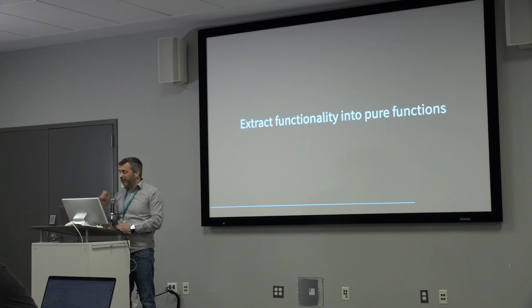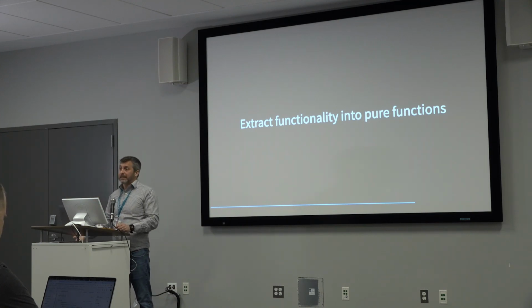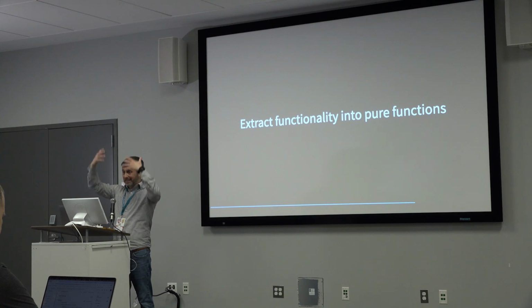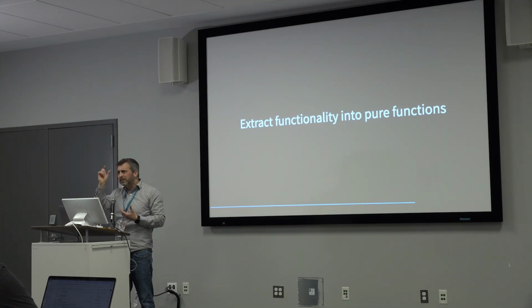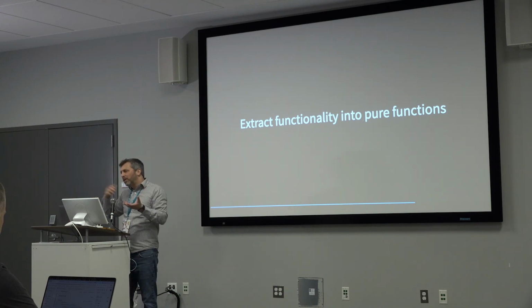So by pulling that out, we can unit test that easily. So extracting functionality into pure functions is a great way to set yourself up to be able to write these unit tests. We've got something that's not pure, whatever's going on. Take a look at it. Oh, this piece here, this logic, this is pure function territory. Pull that out, and we can slap a unit test against it.